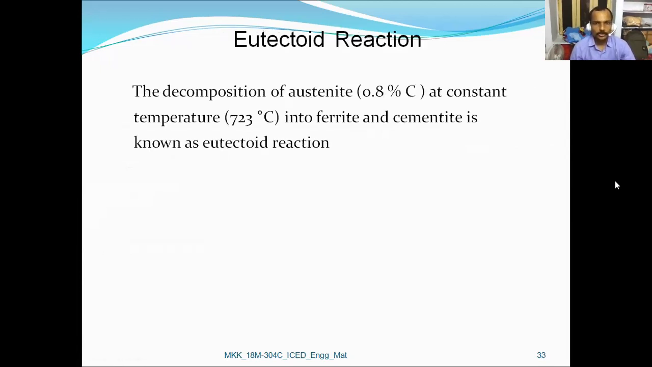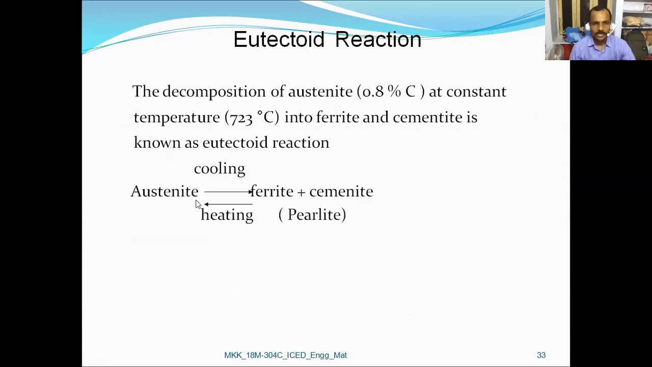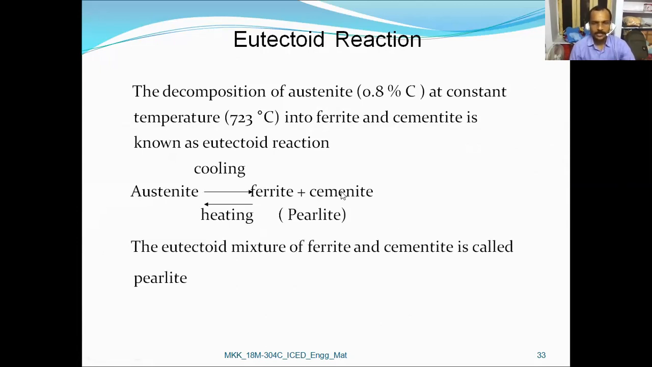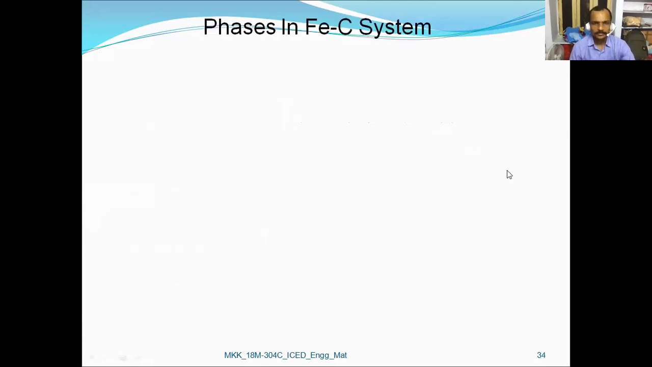Now let us move to the eutectoid reactions. The decomposition of austenite, 0.8% carbon, at constant temperature of 723 degrees centigrade into ferrite and cementite is known as eutectoid reaction. Here austenite becomes ferrite plus cementite, known as pearlite. On heating again it becomes austenite. So the eutectoid mixture of ferrite and cementite is called pearlite.